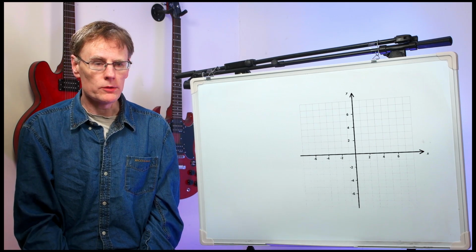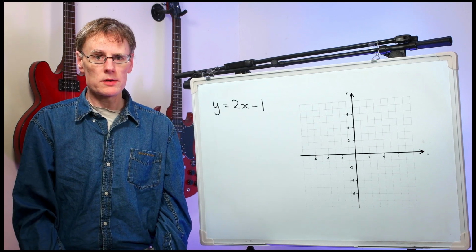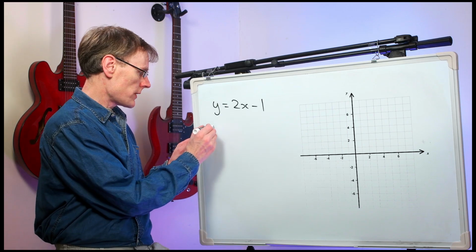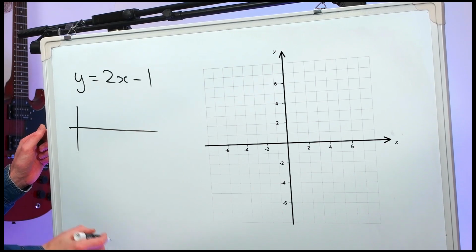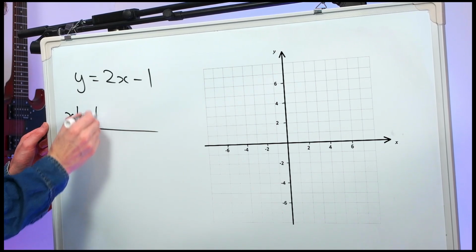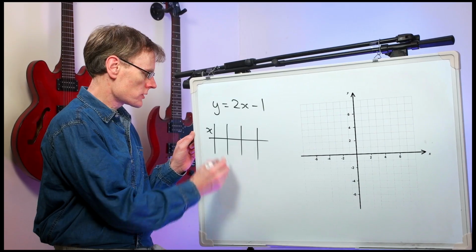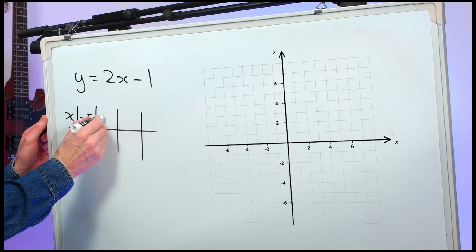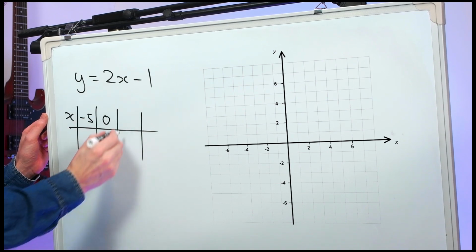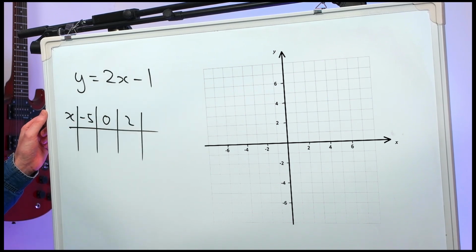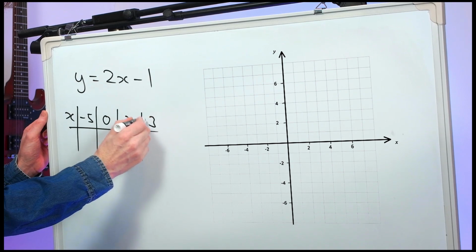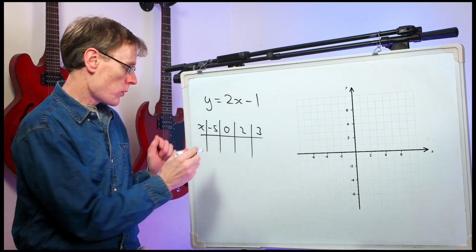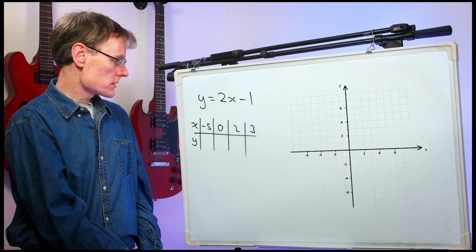Now, let's try something else. Y equals 2x minus 1. Now, we can choose values of x. Let's make a little table, with values of x going across the top. Let's choose x equals minus 5, x equals 0, x equals 2, and x equals 3. And let's work out values of y for each of those values of x.